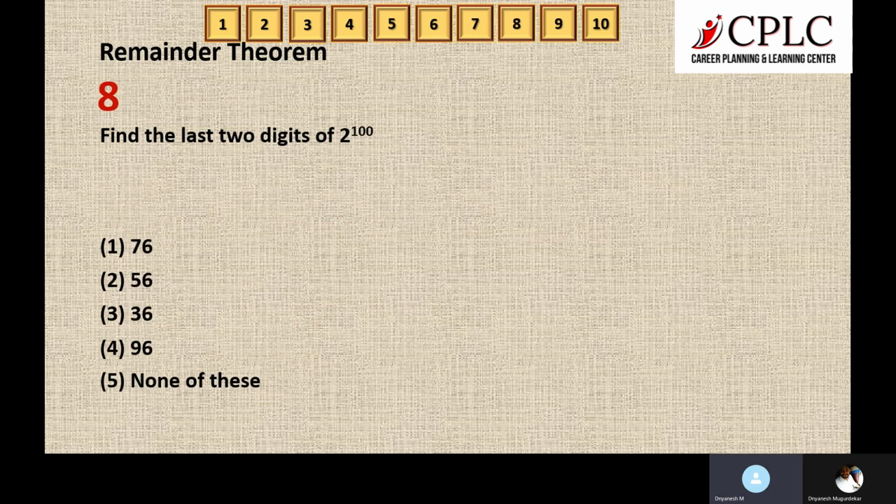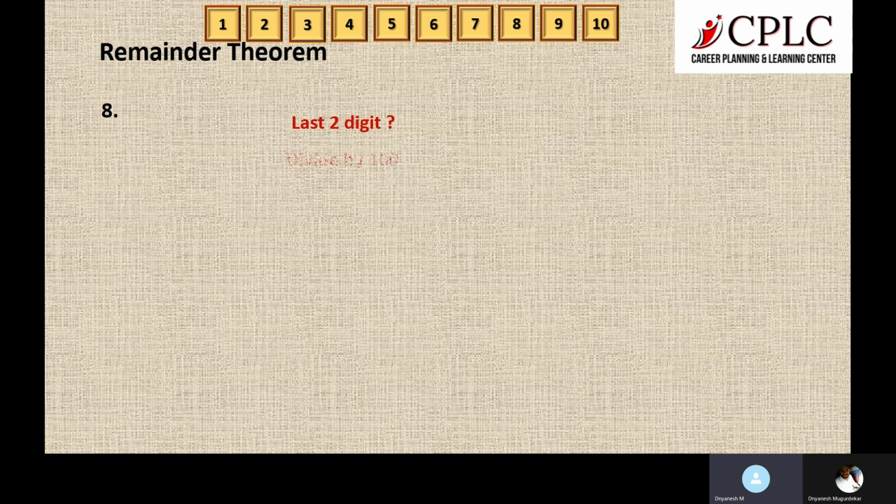Eighth one, last two digits of 2 raised to 100. I'll give you a property for this. Remember this. Last two digits of any number is as good as dividing that number by 100. So this is the thought process you will need to work with. So 2 raised to 100 divided by 100 will give me the last two digits of 2 raised to 100. For the last two digits of any number, always divide by 100. For the last three digits of any number, always divide by 1000.